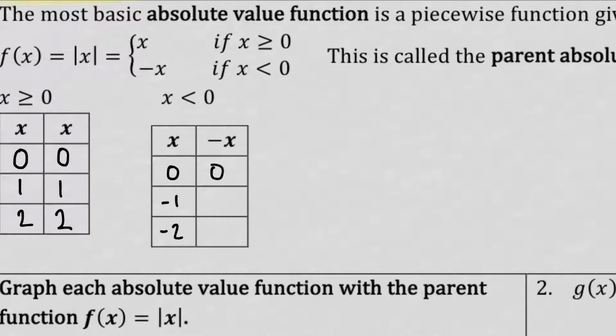If we plug in negative 1 into negative x, think about this carefully. You have negative, and then plug in negative 1. So what you have is negative, negative 1, which becomes positive 1. Plug in negative 2, and the same thing's going to happen. Negative, negative 2 becomes positive 2. So those are your actual values for the table.